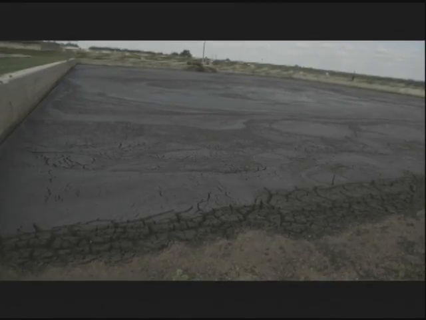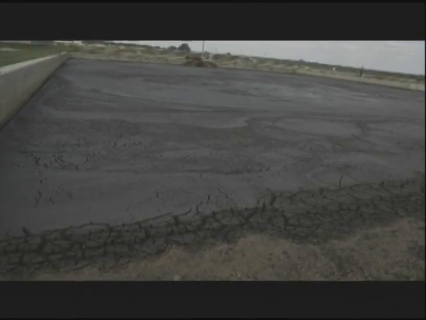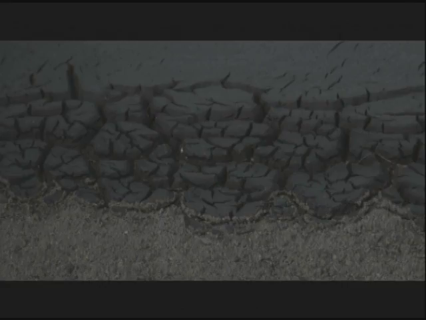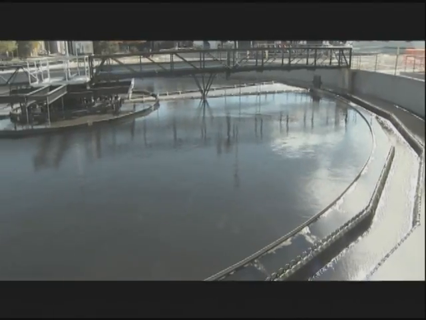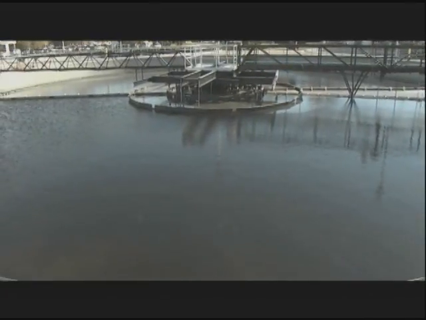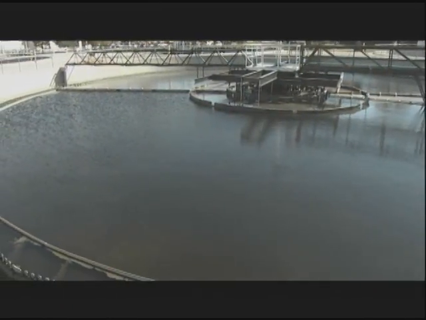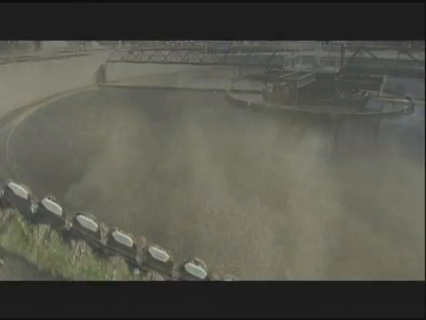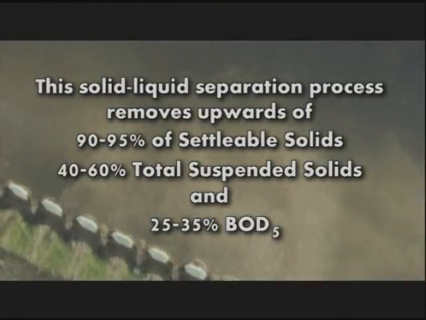The sludge can be placed in lagoons or on sand beds where it eventually dries out. It can be dried by mechanical dewatering techniques. It can be sent to a treatment plant for processing. Attention must be paid to how long the flow remains in the basin. Too long, it goes septic. Too short, inadequate removals. This solid-liquid separation process removes upwards of 90 to 95% of settleable solids, 40 to 60% total suspended solids, and 25 to 35% BOD5.